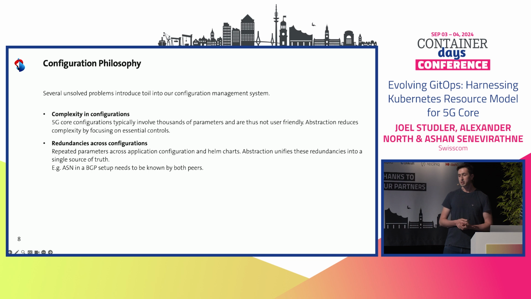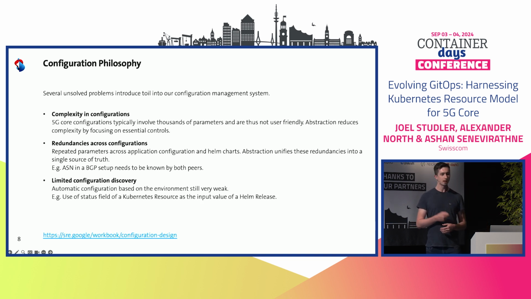There's a lot of redundant information. We are seeing a lot of repeated pieces of information, and abstraction allows us to centrally manage these. And finally, we have a limited configuration discovery. It is hard for us to use Kubernetes resources as input parameters for our configuration. This is not fully supported.